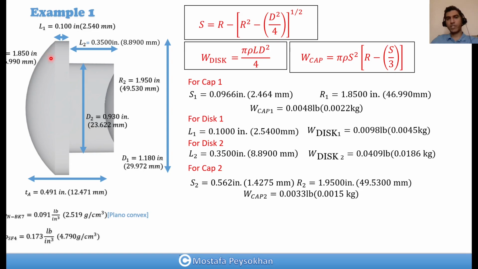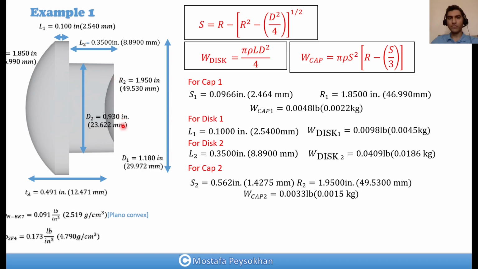So first we start with cap 1. S1 is equal to this equation. Based on this equation that I mentioned before, we have R and we have D. We put it there, we find S1. And based on S1 and R1, we can calculate the weight of cap 1, using this equation. So very easy, weight of cap 1 is known. For the disk, we have L1, the weight of the disk follows the equation that I mentioned. We can find the weight of disk 1. L2 is known, D2 is known also, so the weight of disk 2 is also known.